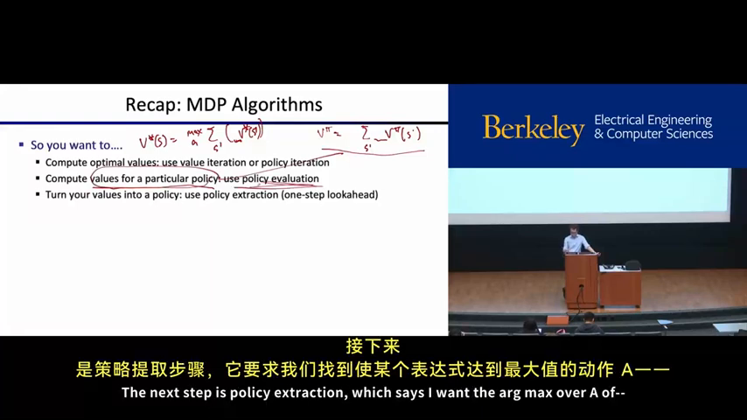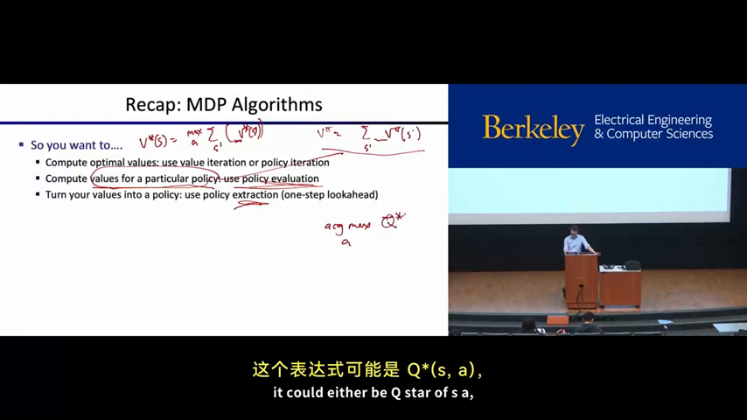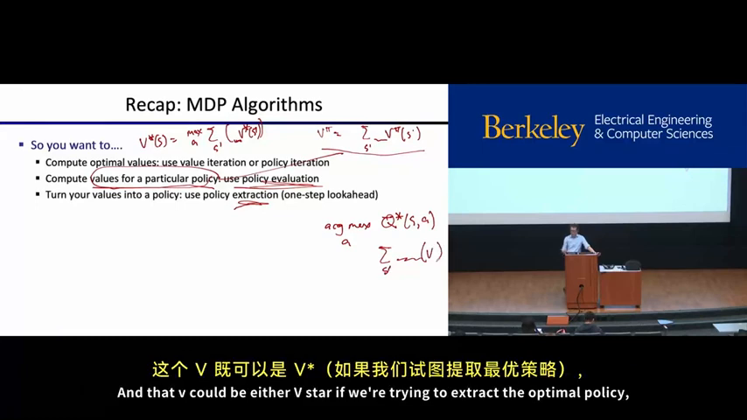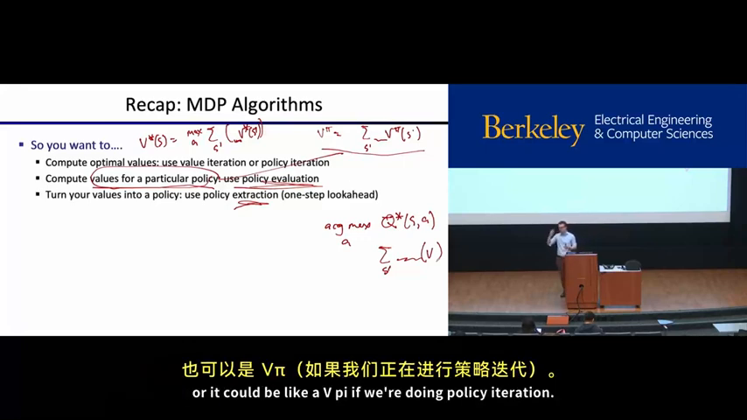The next step is policy extraction, which says I want the argmax over A of, it could either be Q star of s, a, or it could be a sum over s primes of some expression that has a V in it. And that V could be either V star if we're trying to extract the optimal policy, or it could be a V pi if we're doing policy iteration.